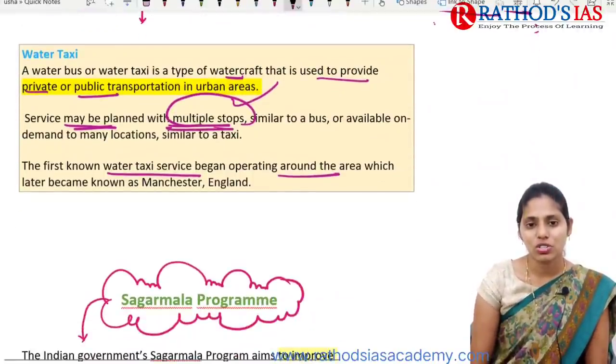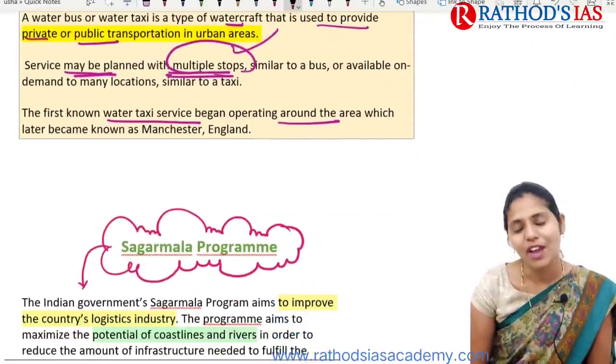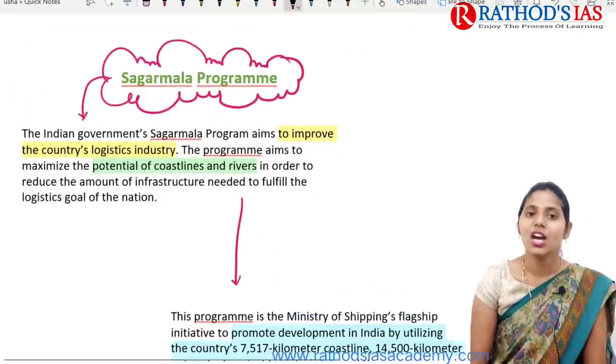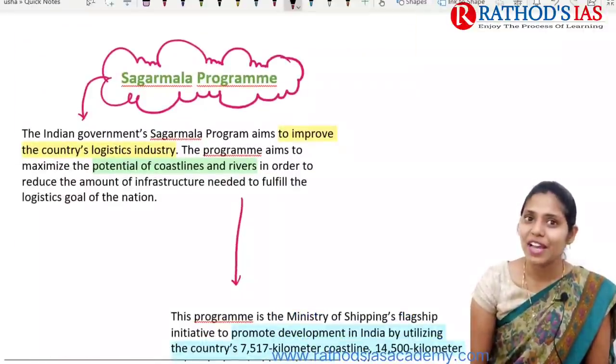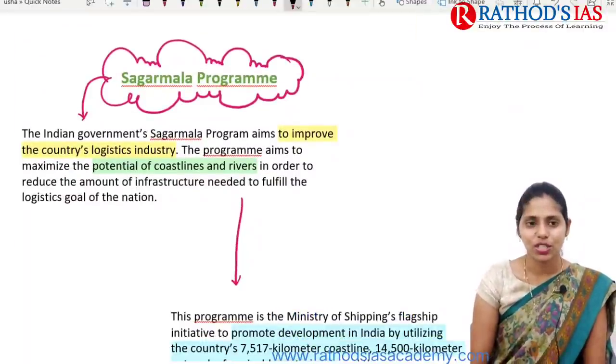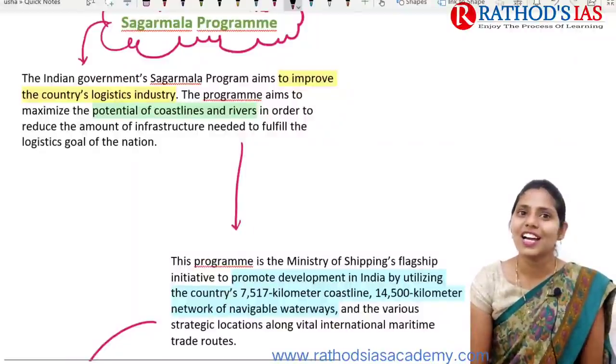It is also known as Manchester, England. So now in India, we are having this first water taxi in Maharashtra. And here you need to know about some more facts regarding the Sagarmala program as well. So what is the Sagarmala?